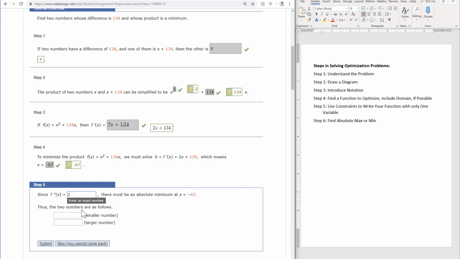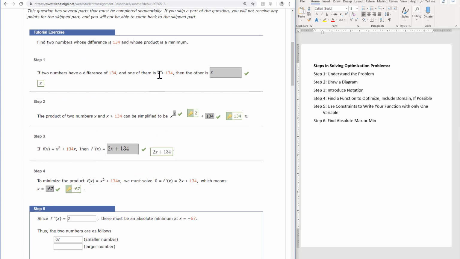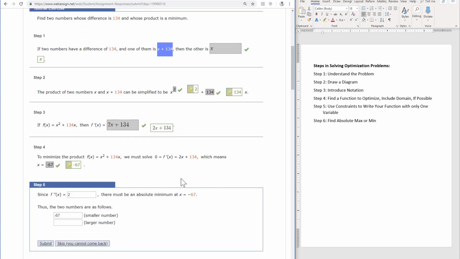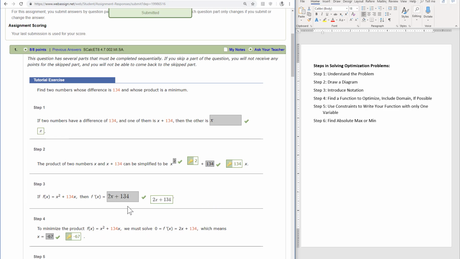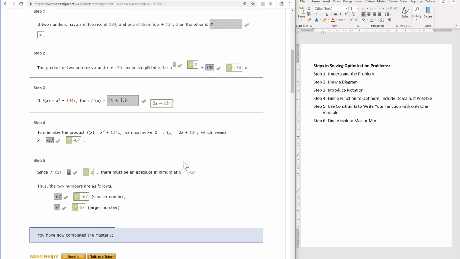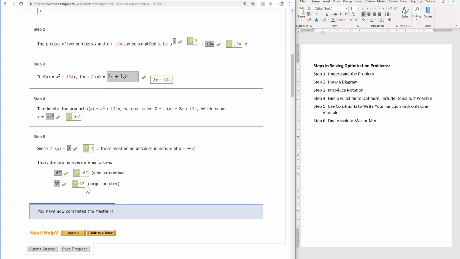So the two numbers are as follows. x is negative 67, and the other number is negative 67 plus 134. If we put negative 67 there, it's basically 134 minus 67, which is positive 67. So those are our two numbers, whose difference is 134 and whose product is a minimum. And the product here is 67 times 67, whatever that might turn out to be.